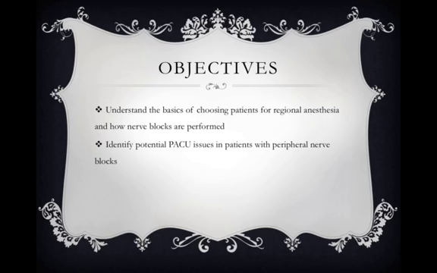My objectives for this talk are to understand the basics of choosing patients for regional anesthesia and then go over briefly how nerve blocks are performed. Next, I'd like to identify potential PACU issues in patients with peripheral nerve blocks and hopefully help you troubleshoot some of the problems you might encounter.